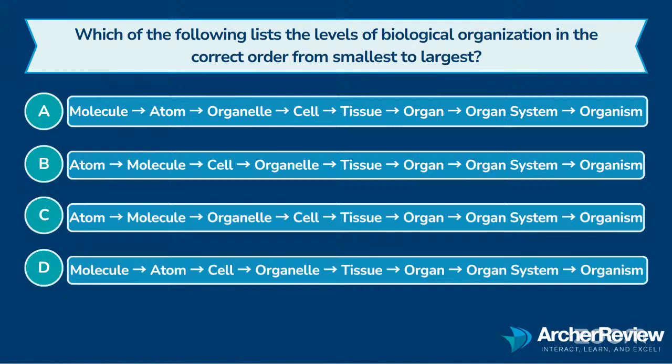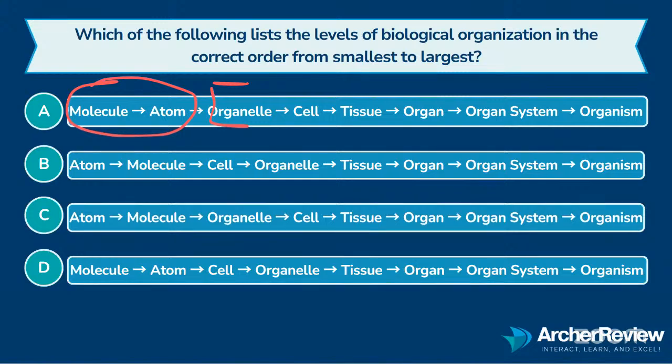So A, we start with molecule and then atom. So before I go any further, I realize, well, there's a problem right there, okay? Because atoms make up molecules, not the other way around, okay? Otherwise, that one would have been correct. From here forward, it's in good shape, but it's got molecule and atom out of order.